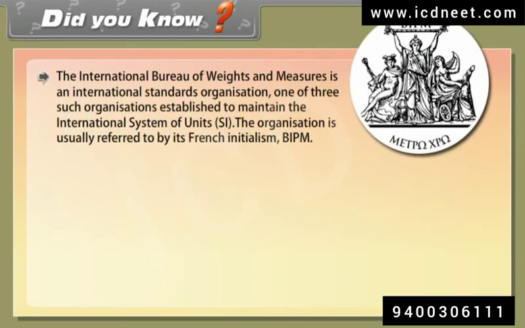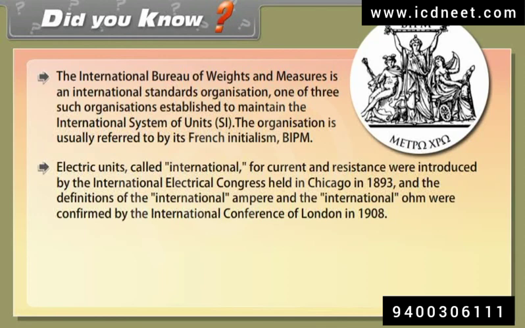Did you know? The International Bureau of Weights and Measures is an international standards organization, one of 3 such organizations established to maintain the International System of Units, SI. The organization is usually referred to by its French initialism, BIPM. Electric units called international for current and resistance were introduced by the International Electrical Congress held in Chicago in 1893, and the definitions of the International Ampere and International Ohm were confirmed by the International Conference of London in 1908.